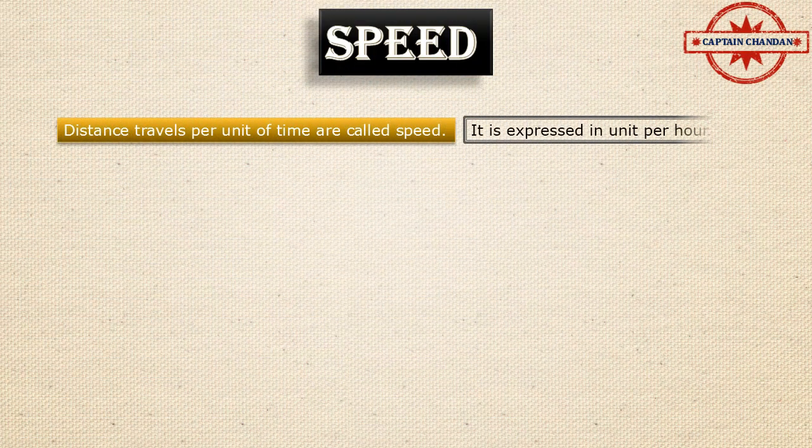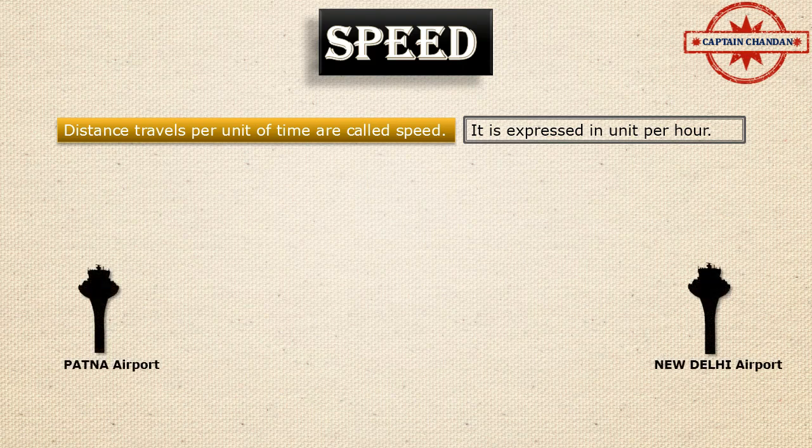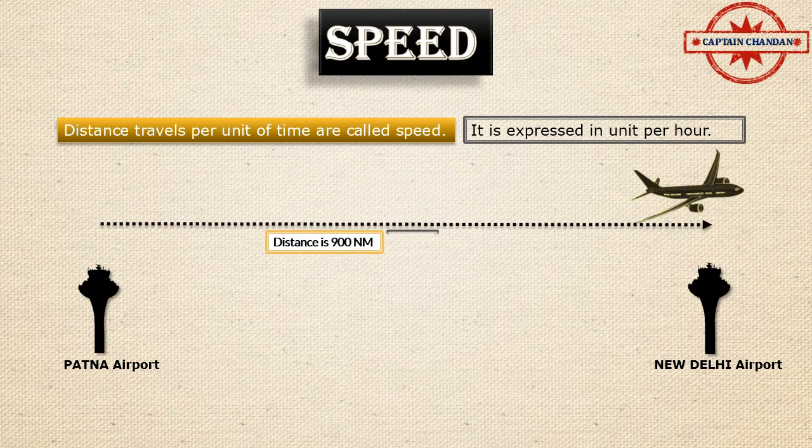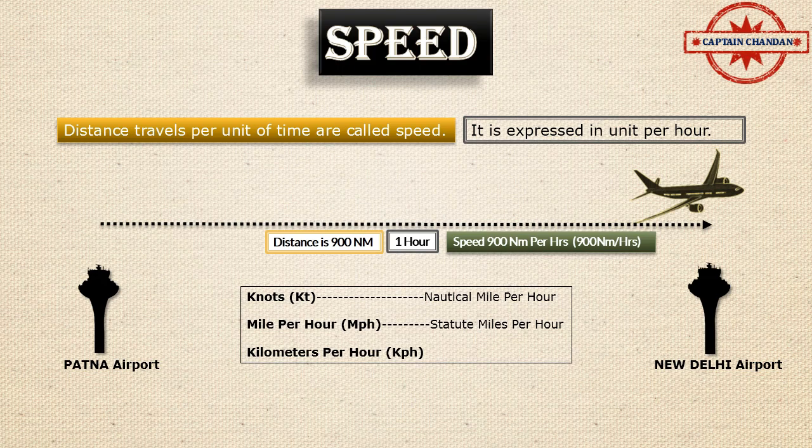We'll start now. Speed. Distance traveled per unit time is called speed. It is expressed in units per hour. For example, an aircraft overflies from Patna to Delhi and covers 900 nautical miles in 1 hour. So we can say the aircraft speed is 900 nautical miles per hour. In aviation, we have a specified unit of speed, that is knots. The meaning of knots is nautical miles per hour, as opposed to miles per hour and kilometers per hour.